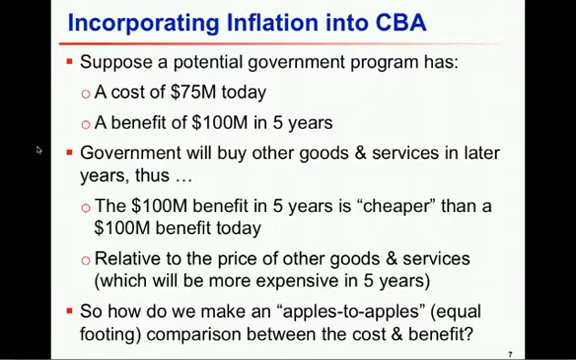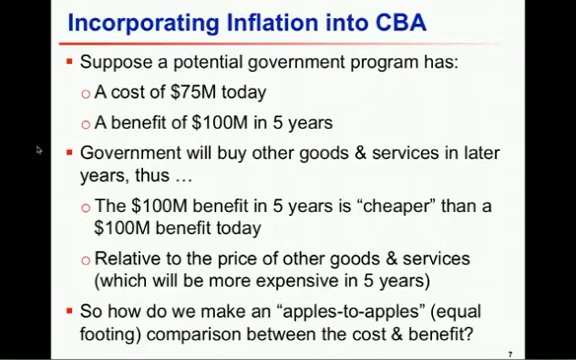And so the way to think about this is, in 5 years, the government will be buying other goods and services, right? So we think about the government's ability to buy goods and services 5 years from now. The $100 million benefit in 5 years is worth less than a $100 million benefit today, because prices will be higher due to inflation, relative to the price of other goods and services.